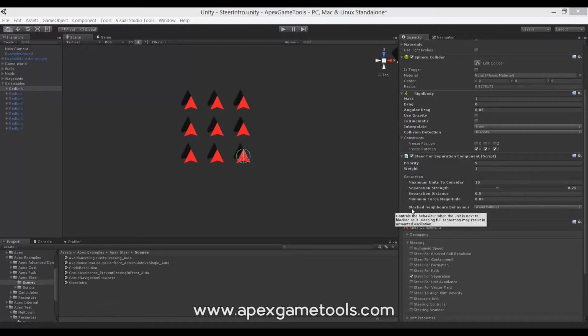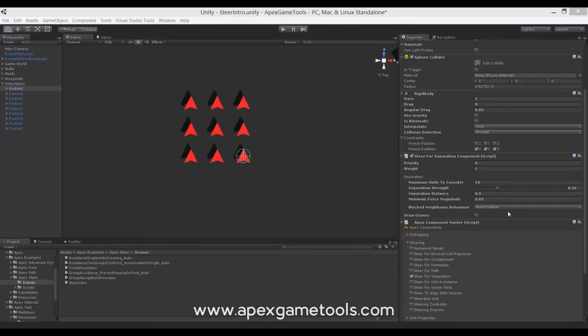And finally we have the blocked cell neighbors behavior. Steer for separation can cause units to actually try to walk into walls because they try to separate from other units, but when they do that they will actually separate into a wall. So in order to prevent that, and in unison with the blocked cell repulsion, you have some options to control how separation works when blocked neighbors are nearby.